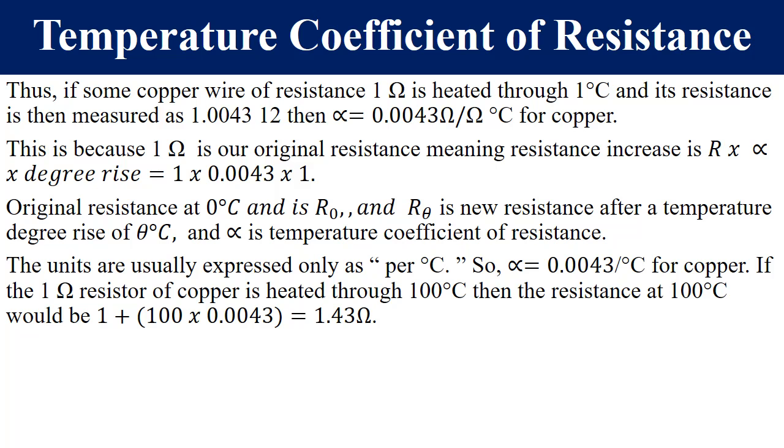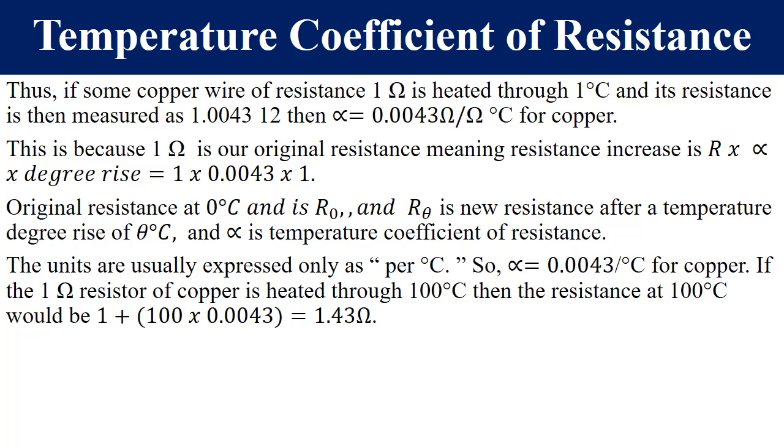And please take note of the following important parameters. The original resistance at 0 degrees Celsius is equal to R naught. So R naught stands for resistance at 0 degrees Celsius. Then R theta is the new resistance after a temperature rise of theta degrees Celsius. Guys, you must take note of those parameters. Then our alpha is the temperature coefficient of resistance. Don't worry. The units used are usually expressed as per degree Celsius.